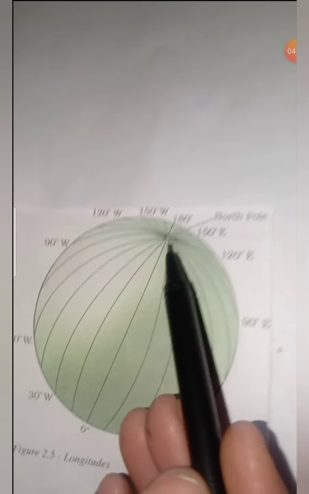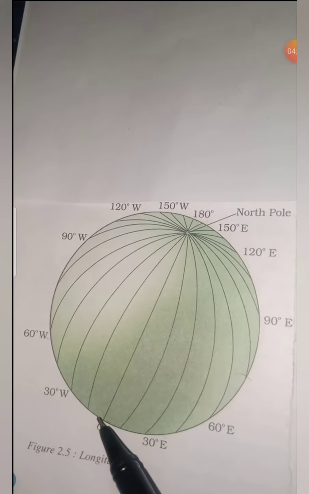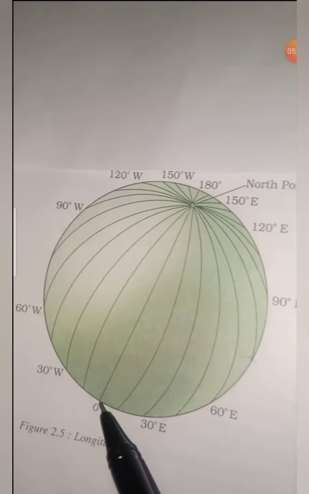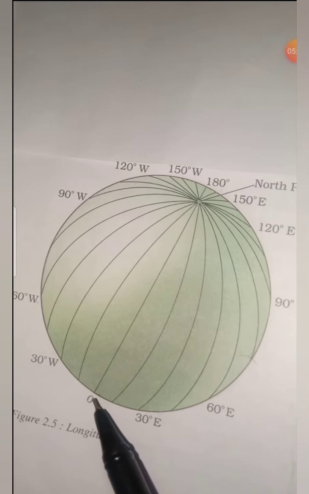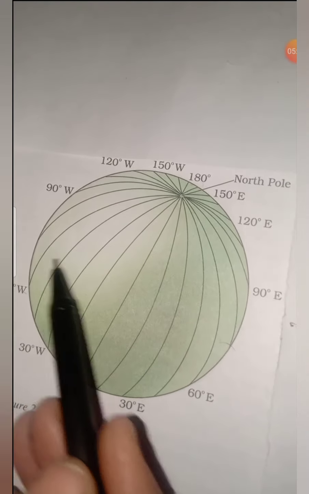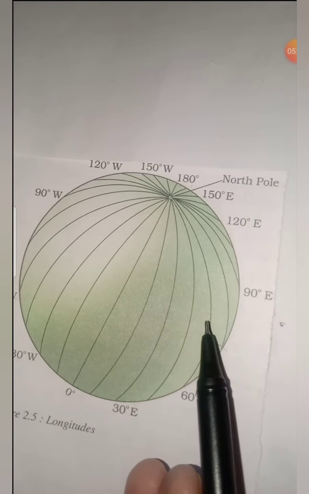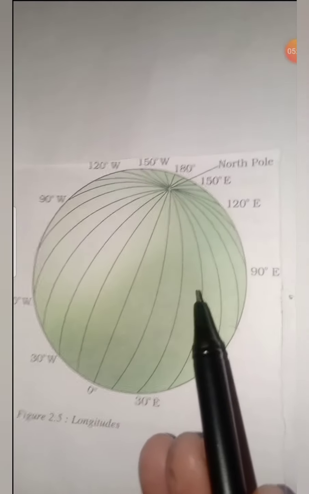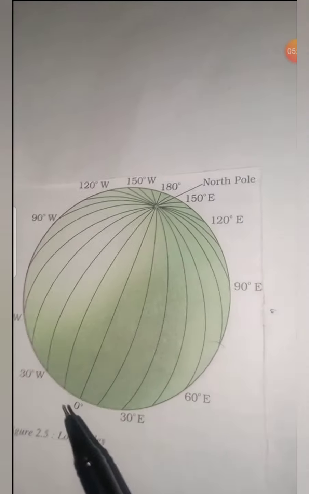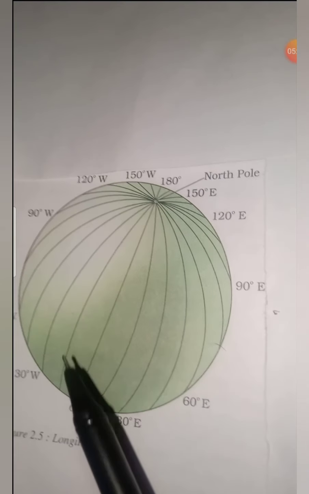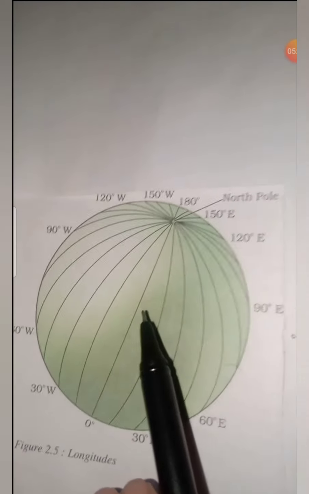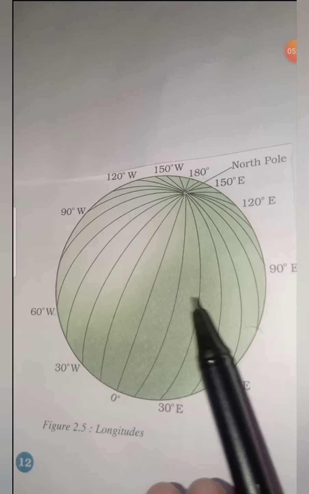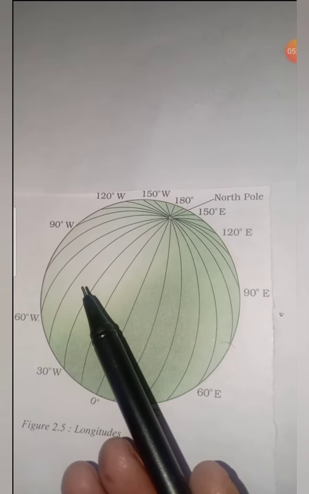The meridian that passes through Greenwich in London is called the prime meridian. Prime meridian divides the earth into two hemispheres, same as the equator. As the equator divides the earth into northern and southern hemispheres, the prime meridian divides the earth into the eastern and western hemispheres.